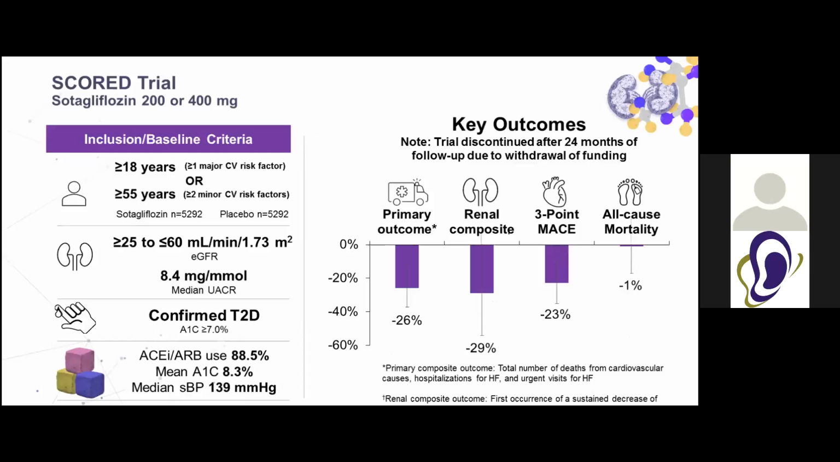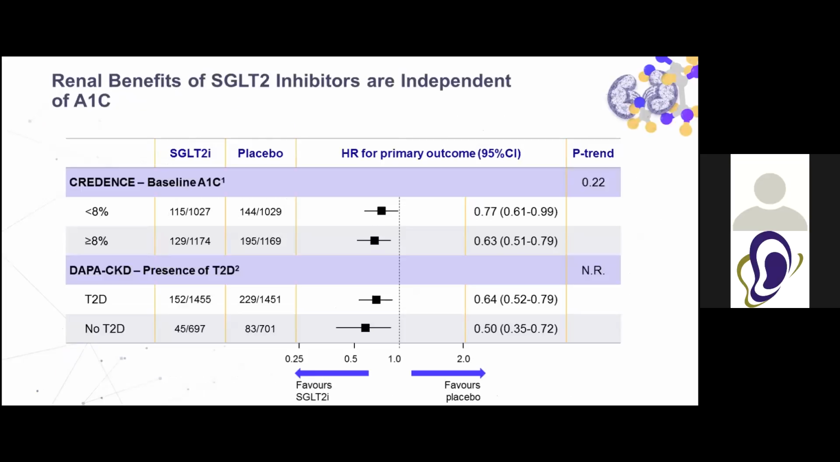The SCORED trial, which was published in the New England Journal, looks at people with and without major cardiovascular risk factors, as you can see there, also with GFRs between 25 and 60 and urine ACRs that are quite low at this point, who also have diabetes, are also on an ACE or ARB with reasonable sugar and blood pressure control, the cornerstones. It showed, again, importantly, the primary outcome, which was a composite, the kidney composite, and 3-point MACE, all being highly significant. Importantly, all-cause mortality was not, but this trial was stopped early because of a withdrawal of funding, but not for any other reason that we're aware of.